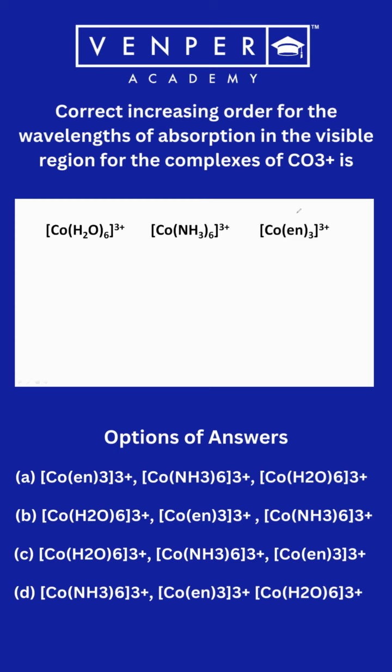In this question, we need to arrange the given compounds in the increasing order of wavelengths of absorption in the visible region. For that, we need to calculate energy first of all. Energy is directly proportional to the field strength of the ligand. If the ligand is a strong field ligand, then the splitting will be more, so the energy required for the electron to jump is very, very high. So energy is directly proportional to the field strength of the ligand, and energy is inversely proportional to wavelength also.